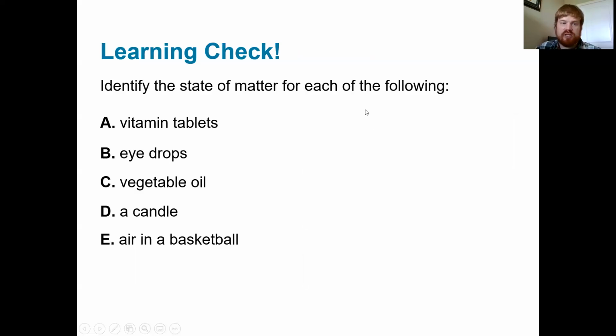Okay, quick learning check here. Go ahead, identify the state of matter for each of the following, A, B, C, D, and E. Now, this is not on your sample exercise sheet. We're just going to do it together here very quickly. So go ahead, give it a shot. We'll come back and talk about it in just a second.